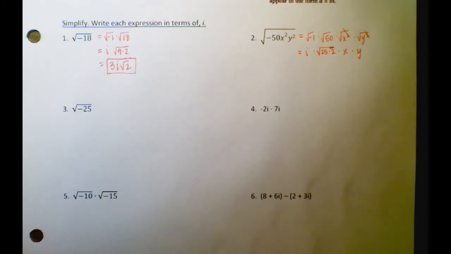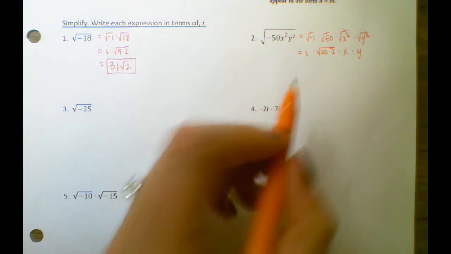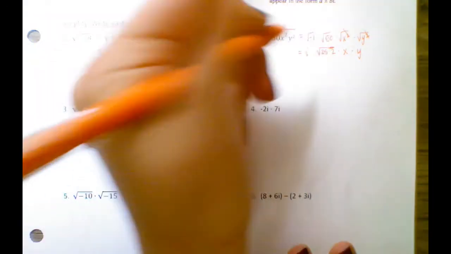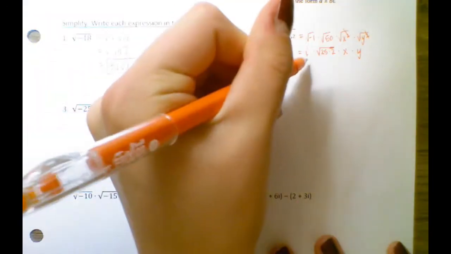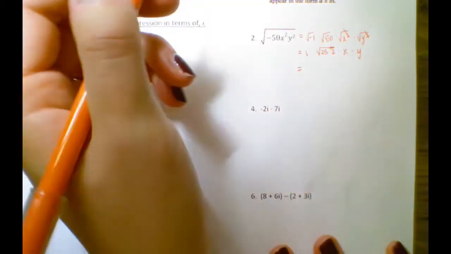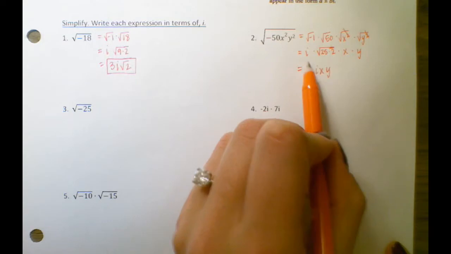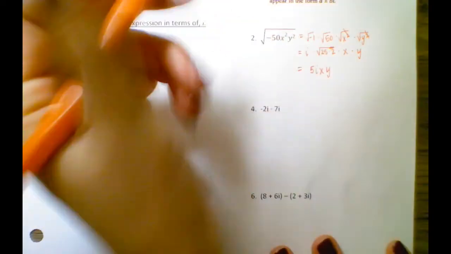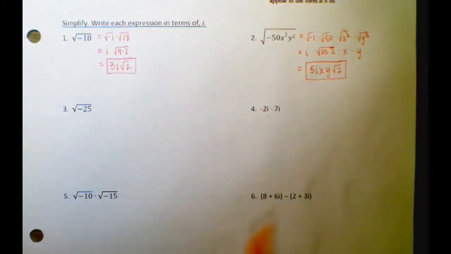Okay? Alrighty. Now I have to simplify this a little further. So I have i, x, y all on the outside. The square root of 25 is 5. And I cannot take the square root of 2, so it will have to stay under the radical. So 5i xy times the square root of 2.